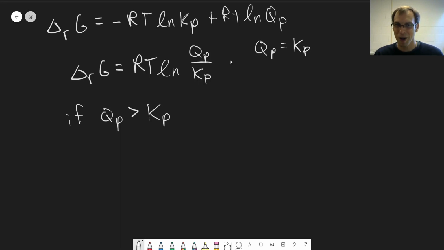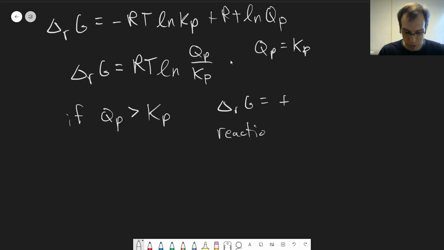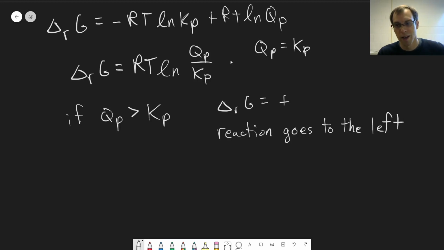Okay, so hopefully you thought about that and got an answer, and then we'll talk about this. Qp tells us which way a reaction is going to go. Is it going to proceed to products or reactants? And so if we have Qp greater than Kp, we'll have the natural log of a number greater than 1, which means that this will be a positive value. Delta GR will be positive, which means the reaction will proceed towards reactants. Right, the reaction goes to the left. It proceeds towards the reactants, not the products.